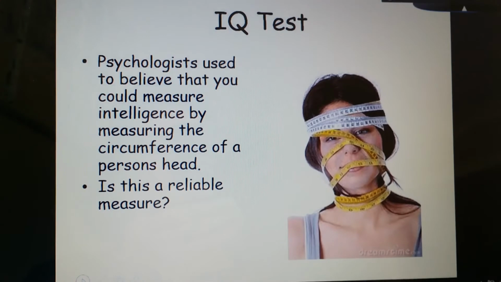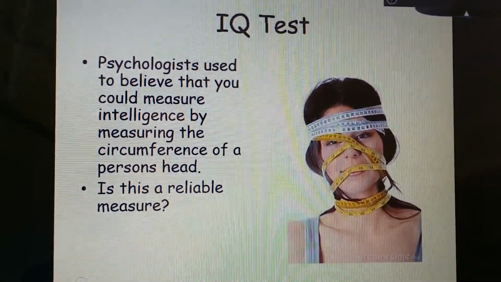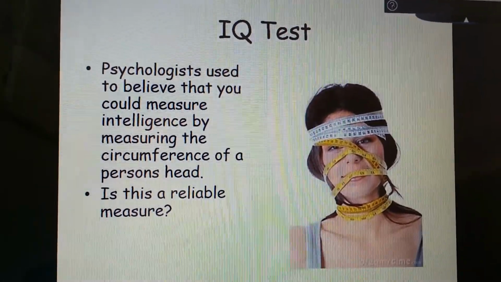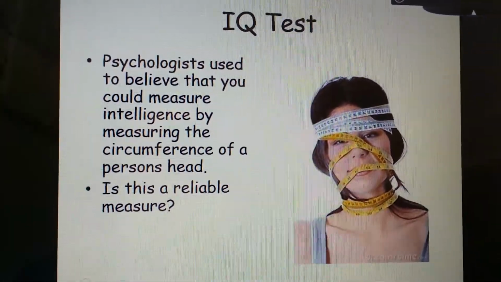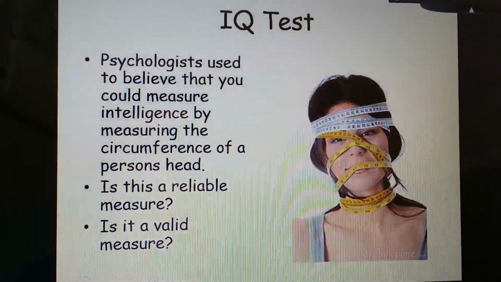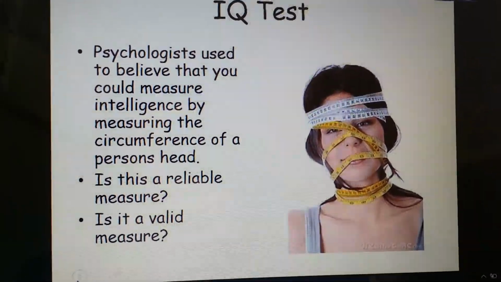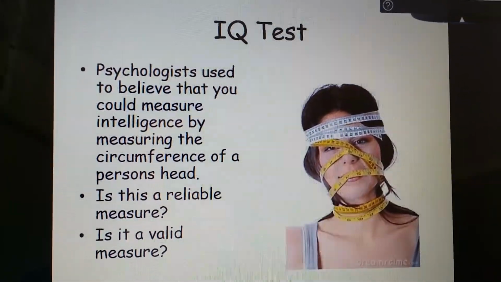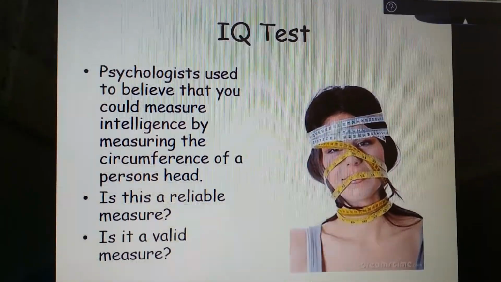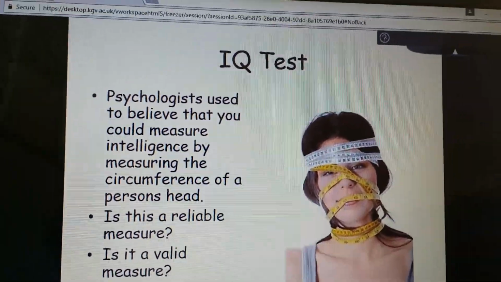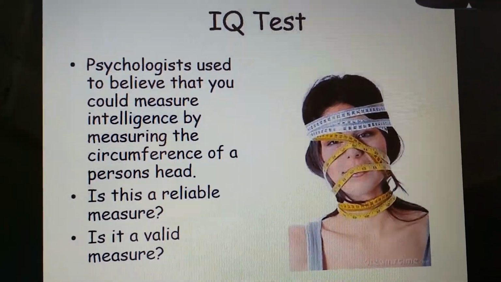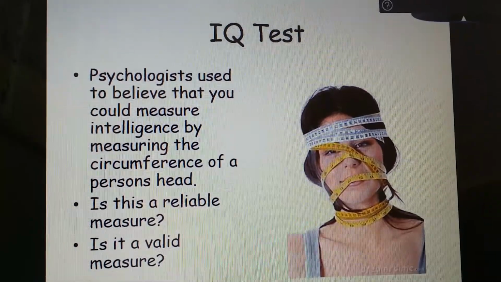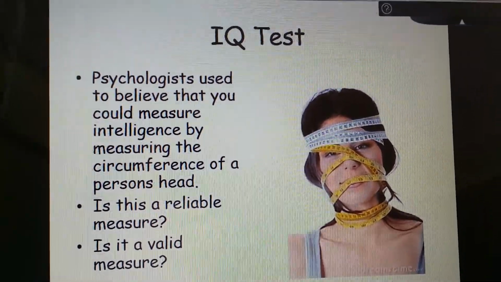So if we take an IQ test, if we wrapped a tape measure around someone's head, would this be a reliable measure? Would it be a valid measure? It would be reliable if every time we put the tape measure around somebody's head, we got the same measurement. This would therefore be a reliable measure, but it wouldn't be a valid measure. It wouldn't be testing what it intended to. It would simply be testing the size of someone's head. It would not be testing intelligence.